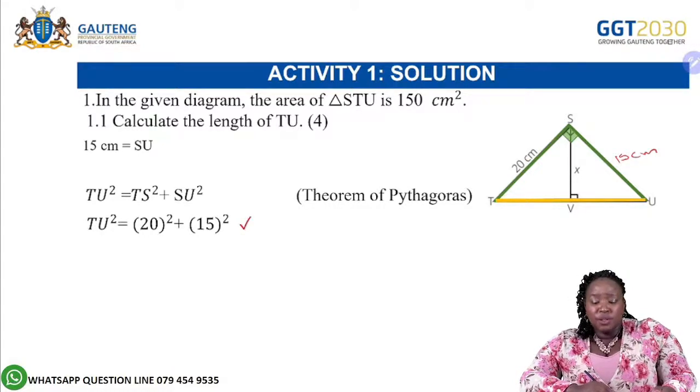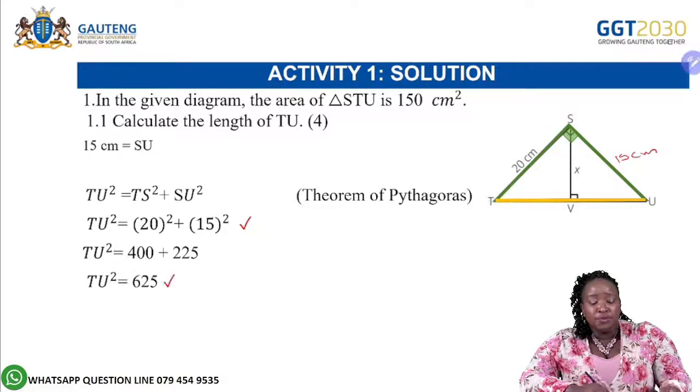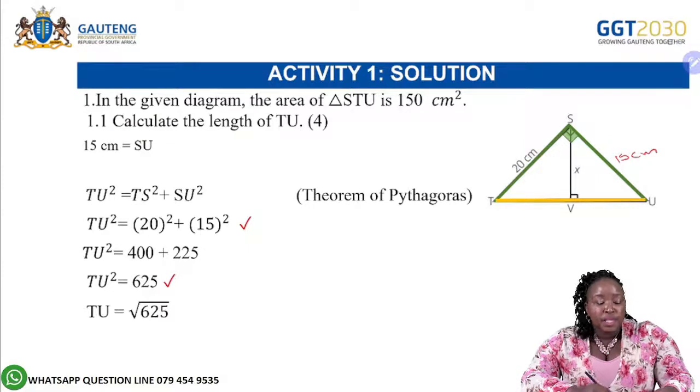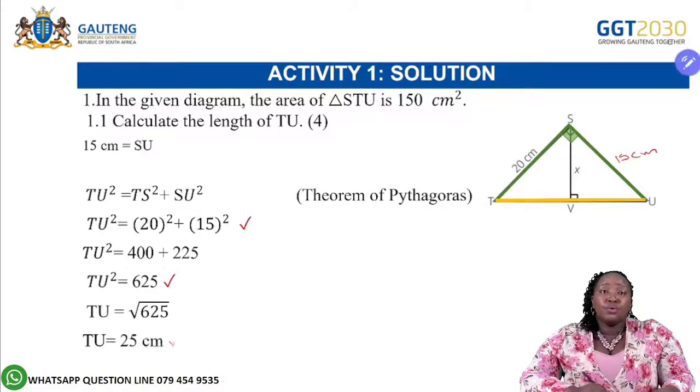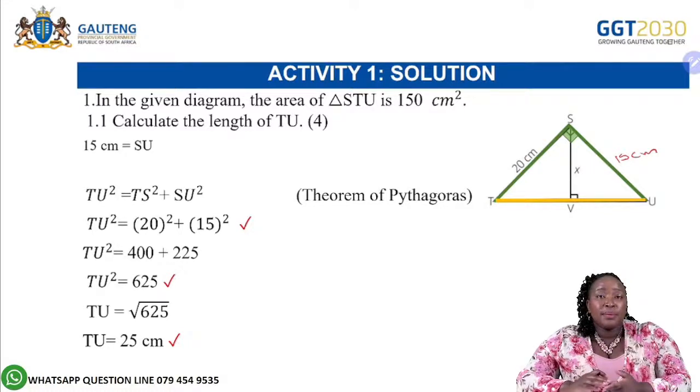We substitute the value of TS and also the value of SU, then you square them, right? You get 400 plus 225, that gives you 625. Then TU will be equal to 25 centimeters, okay? So for correctly substituting into your theorem of Pythagoras, you get a mark, and then simplifying TU will also get your mark and also your final answer there. All right, so these are the steps you should have followed with this activity.